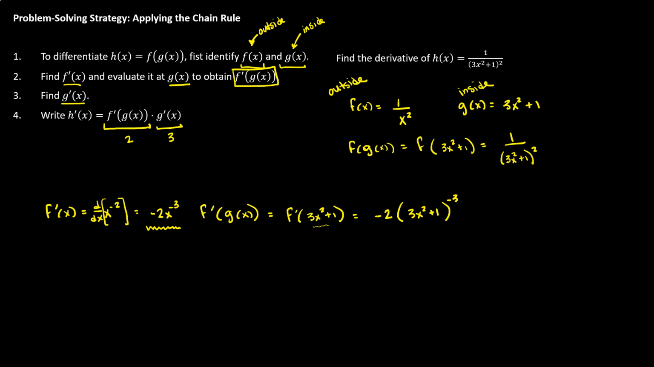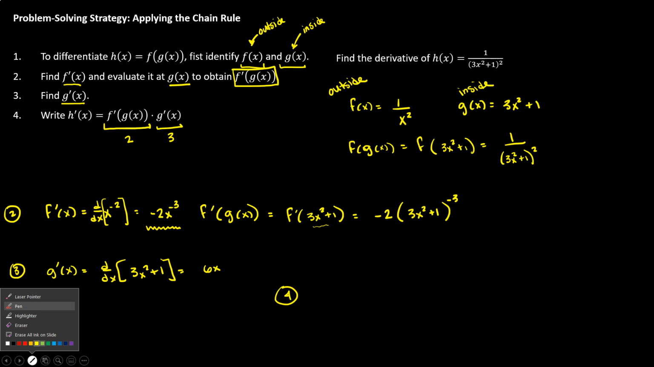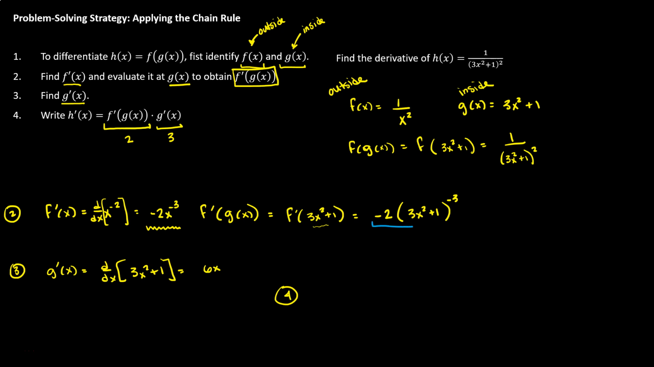Step 3 then, so this was step 2. Step 3 says to find the derivative of the inside function. So that's g prime. So that's the derivative of 3x squared plus 1. That would be 6x. And then step 4, the final step, says to write the product of what you found from step 2 times what you found in step 3. So we're going to multiply this times this, and we're done.